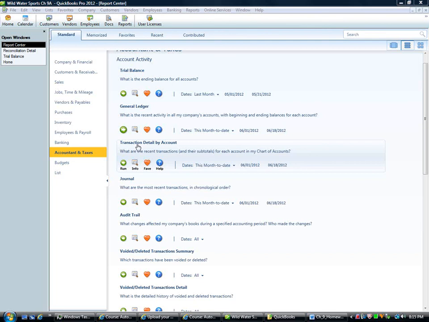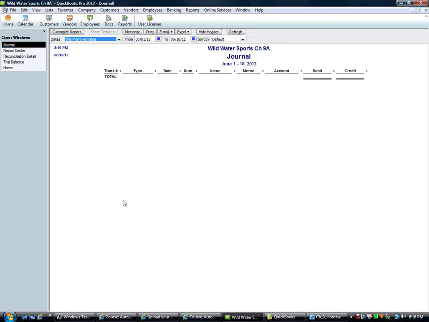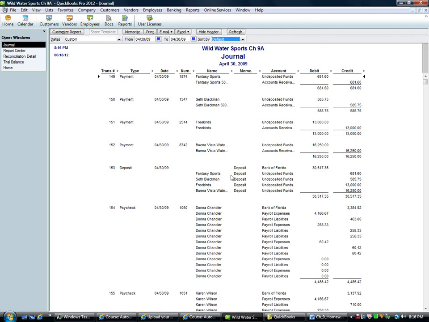Okay, so under accounting and taxes, you're going to go to the journal, enter the journal, and from here we've got to have the date range. We want to do the date range as of our cutoff, 04/30/09. We entered all of our adjusting entries as of the cutoff. Now notice this has payments and everything. All we really want to see is our journal entries.